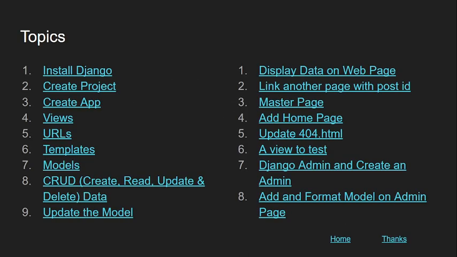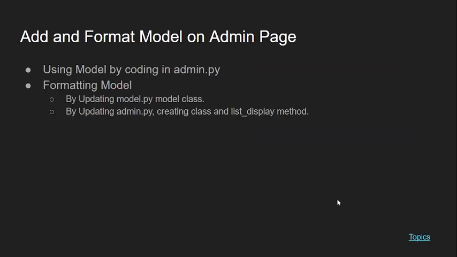And today we are going to talk about adding and formatting a model on the admin page. So this is what we are doing. We are using the model by coding in admin.py. That is how we can include it, and then formatting the model as well. There are two things that we can do. One is updating the model.py model class, and the other one is updating the admin.py file by creating a new class with display methods.